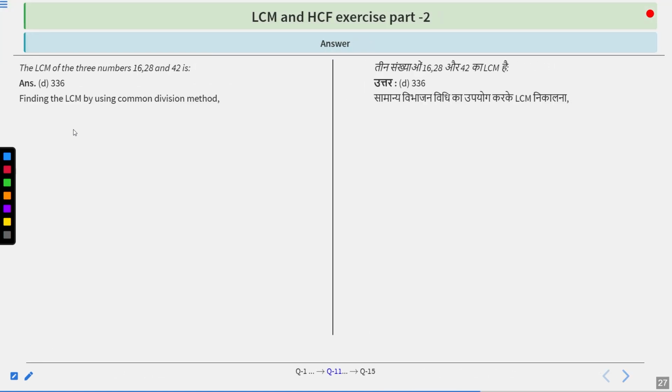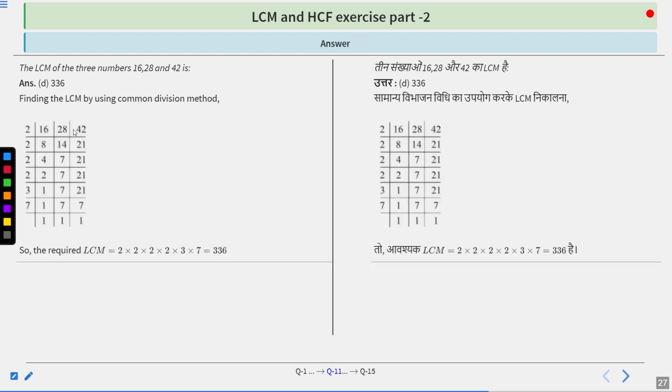Now, we are going to use the LCM common division method. So 16, 28 and 42 are our numbers. We are going to start dividing by the least number. The least number which can divide any of the numbers is 2. So we get 8, 14 and 21. Again dividing by 2 we get 4, 7, 21.